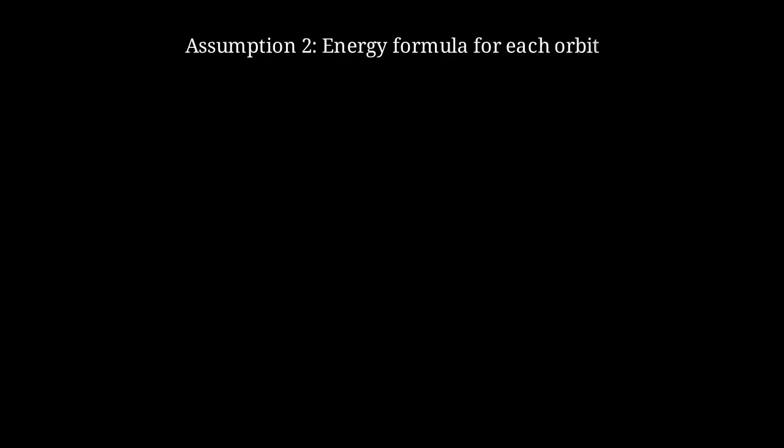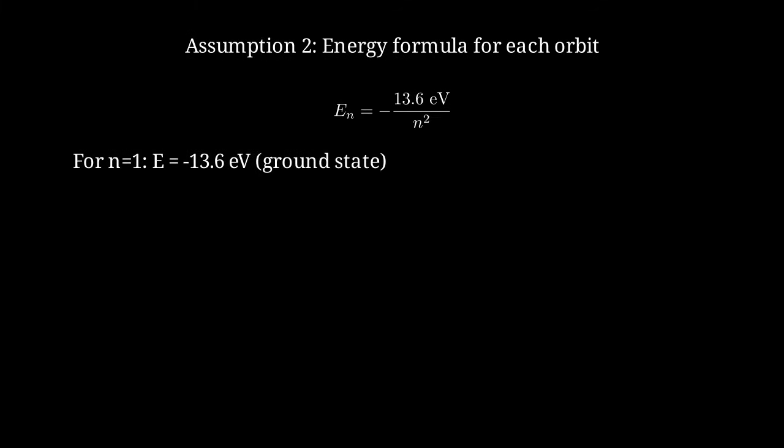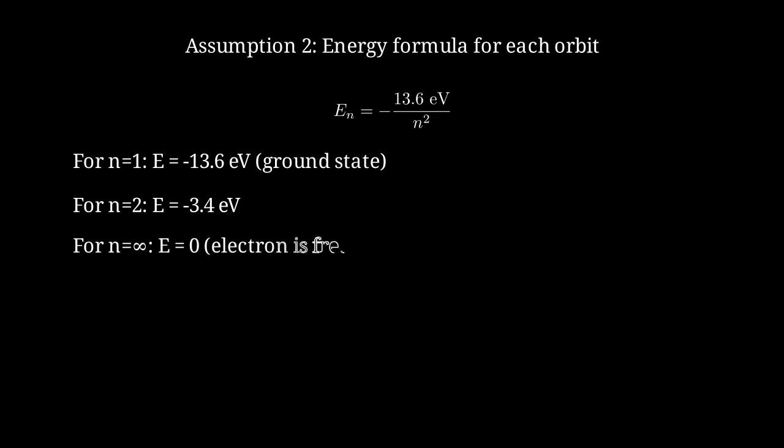Second, Bohr derived that the energy of each allowed orbit depends on n squared in the denominator. E sub n equals negative 13.6 electron volts divided by n squared. The negative sign indicates that the electron is bound to the nucleus. For n equals 1, the energy is negative 13.6 electron volts. This is the ground state, the lowest energy state. For n equals 2, the energy is negative 3.4 electron volts, which is higher, less negative. As n approaches infinity, the energy approaches 0, which corresponds to the electron being completely free from the atom.